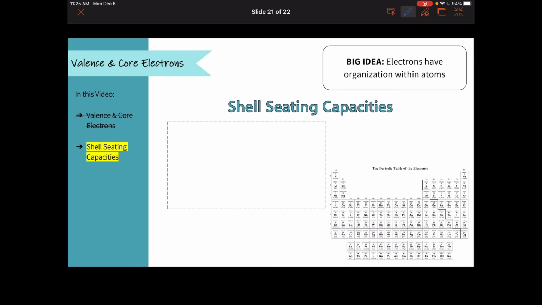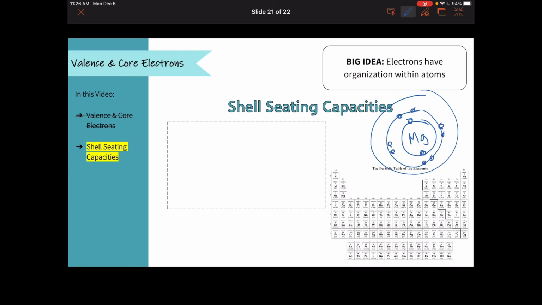With those shell capacities in mind, we'll go back to our model of magnesium. I've got my 3 rings, and I'm going to fill the first 2. The first shell fits 2 electrons. You can draw them as dots or X's. I'll do dots for this one and X's for our next example. So I'll put 2 electrons on that first shell. My second shell fits 8, so I'll add in 8 electrons on my second shell.